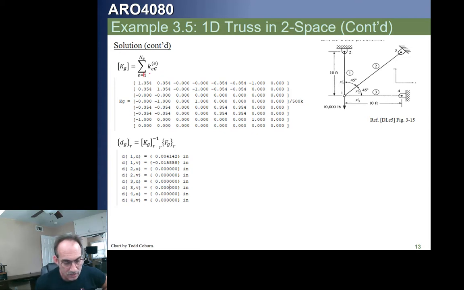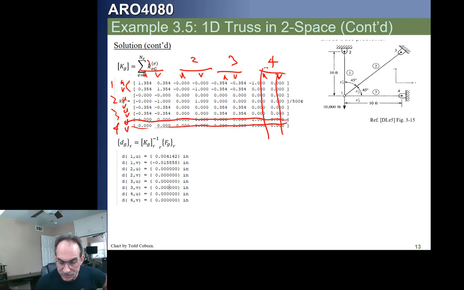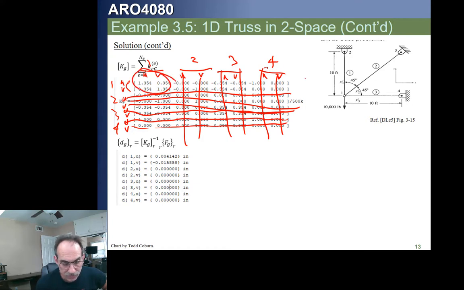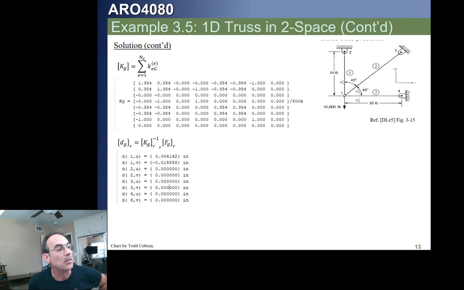So if this is 1, U1, this is 1, this is 2, this is 3, this is 4. This is UV, UV, UV, UV. This is 1, 2, 3, 4. UV, UV, UV, UV. We can see 4 is constrained, so we're going to get rid of both of these. 3 is constrained. We're going to get rid of both of these. 2 is constrained. We're going to get rid of both of those. And all we're left with is a reduced system with the corresponding displacements U and V1 and forces. That gives us our displacements at 1, U and V.